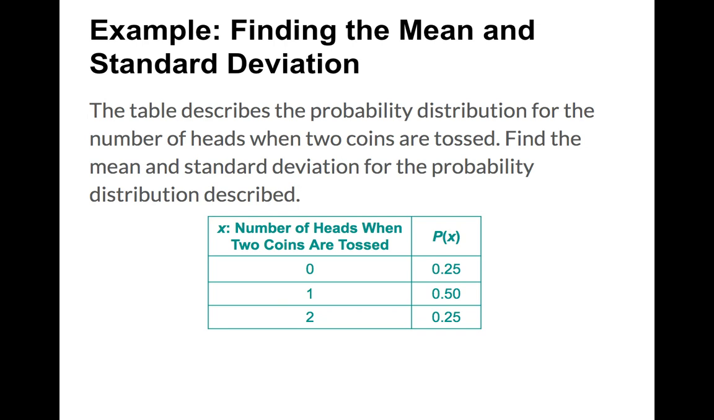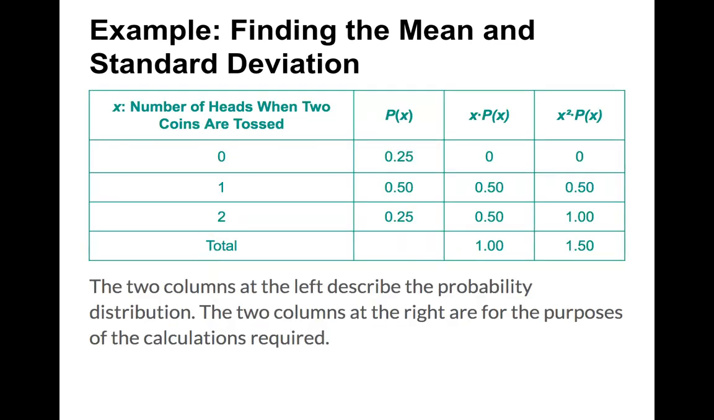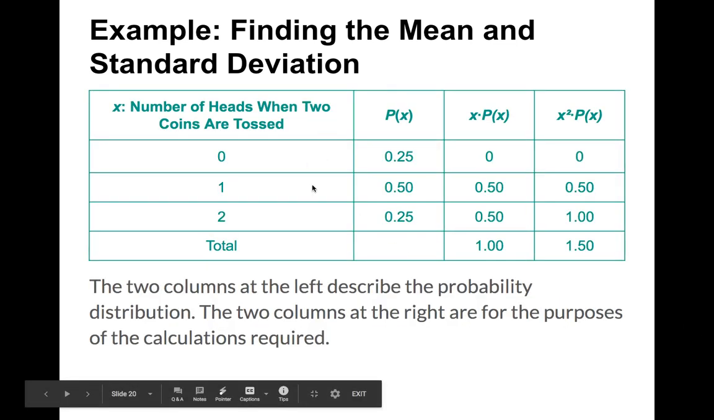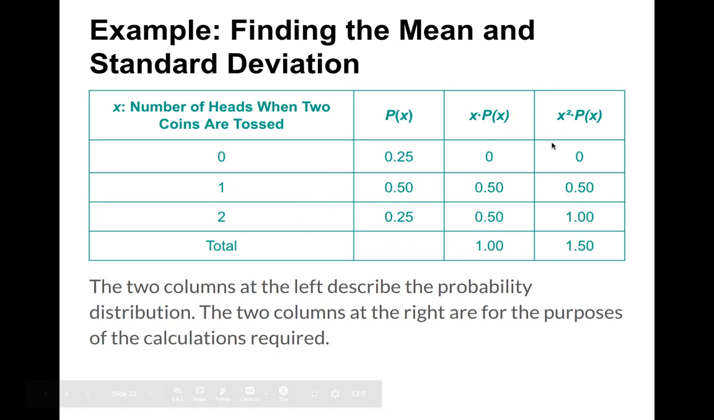So back to our tossing 2 coins. Let's find the mean and standard deviation. Okay, we've got a nice little table. So we can see that the left 2 columns, for the most part, are just our probability distribution. The right 2 columns are going to help us out finding the mean and standard deviation.